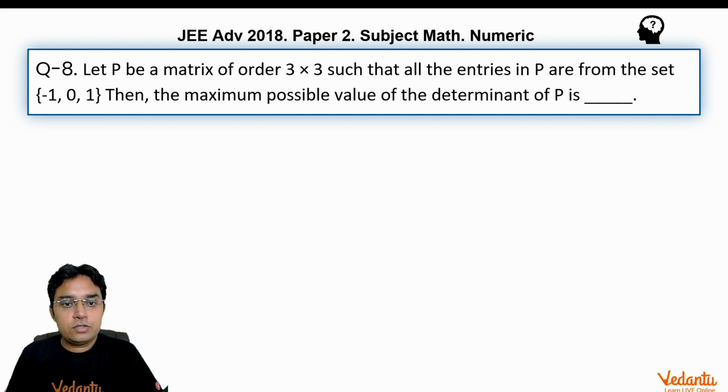Let P be a matrix of order 3 into 3 such that all the entries in P are from the set -1, 0, 1. Then maximum possible value of the determinant of P is.